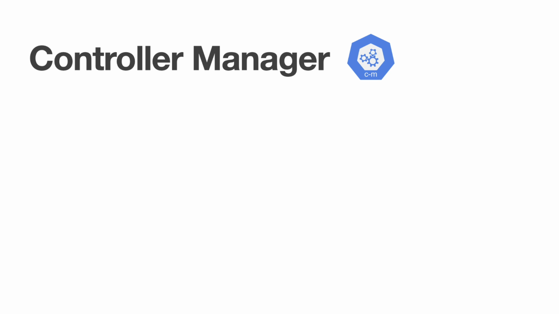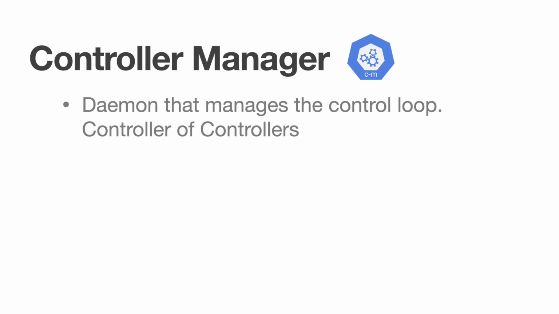Next, we have the controller manager. So this is a daemon that manages the control loop. Basically, it's a controller of controllers. In Kubernetes, we have a bunch of controllers, and let me just show you the node controller. What this controller does is whenever the current state doesn't match the desired state, then it reacts to those changes.